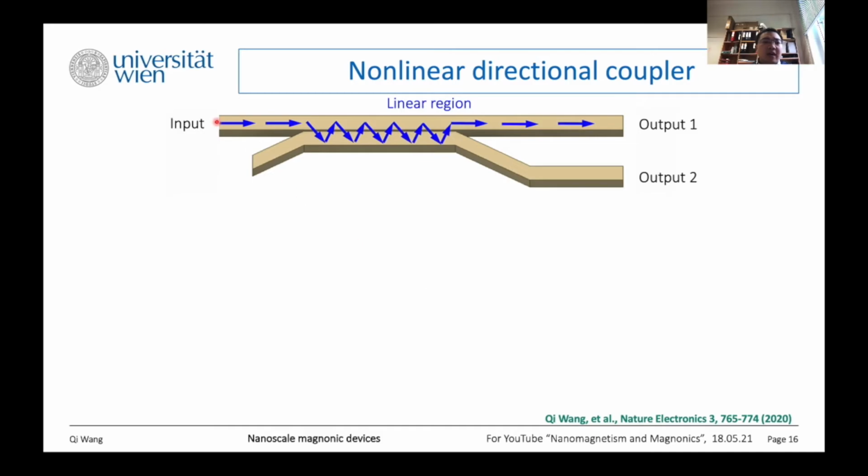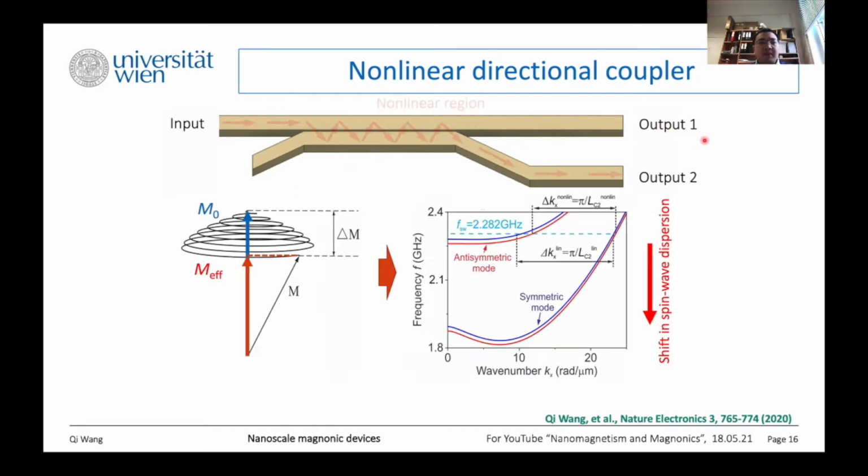So if we have a very low power, the spin wave will reach output 1, but once we increase the input power, the precession angle will increase. That means the projection of the magnetization on the external field direction, which is called M effective, will decrease, and the dispersion curve will shift down.